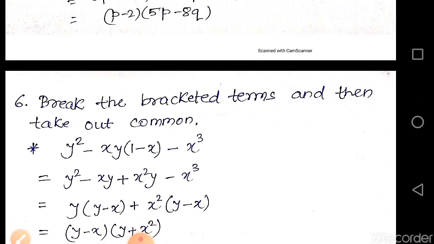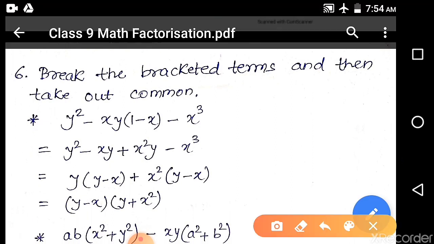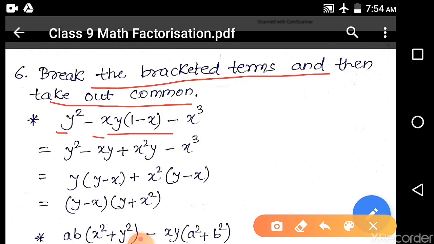Here we have the sixth step, that is to break the bracketed term and then take out the common factors. See, this is one of the questions from your exercise, I guess. y square minus xy, whole into 1 minus x plus minus x cube. So first what we do, we have a bracketed term. This one is the bracketed term, and we can break this bracketed term.